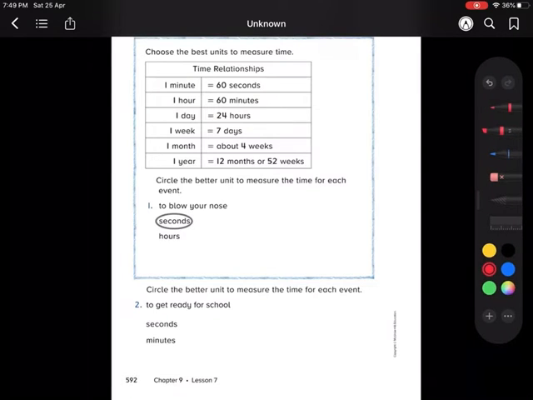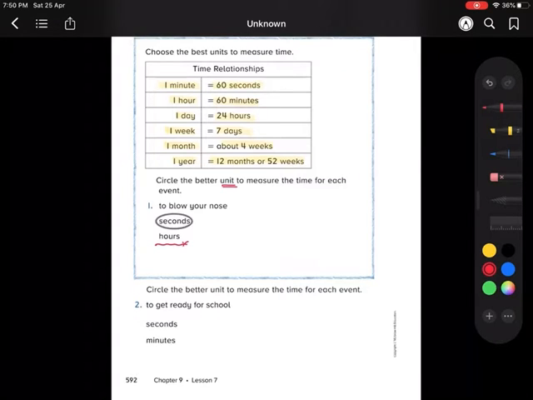Here, this is the time relation. You should memorize it. 1 minute, 60 seconds; 1 hour, 60 minutes; 1 day, 24 hours; 1 week, 7 days; 1 month, about 4 weeks; 1 year, about 12 months. Now, circle the better unit to measure the time for each event.